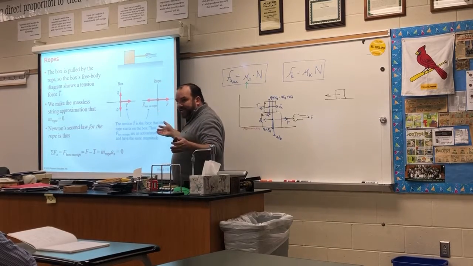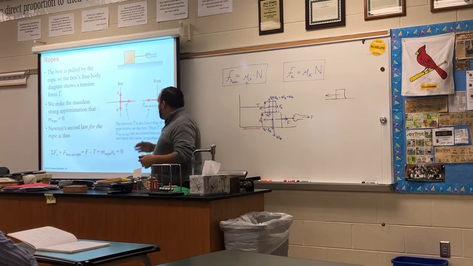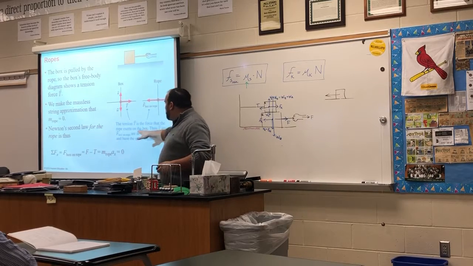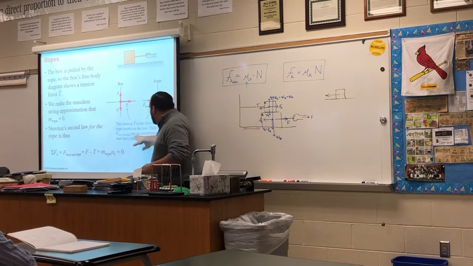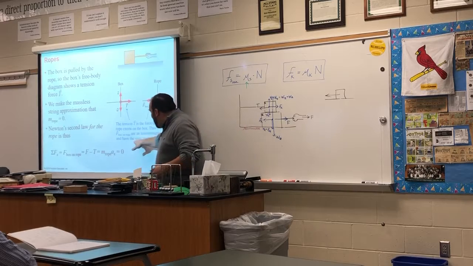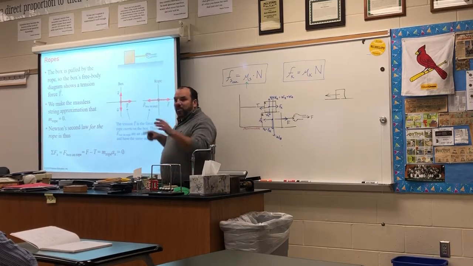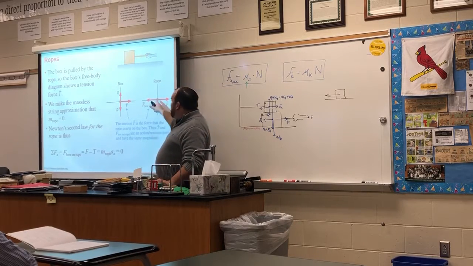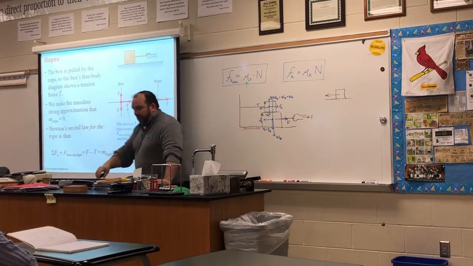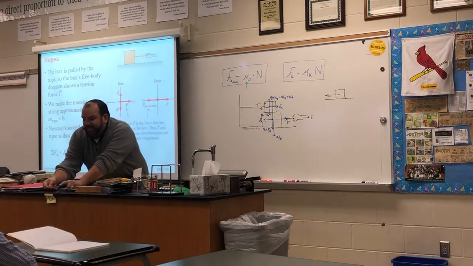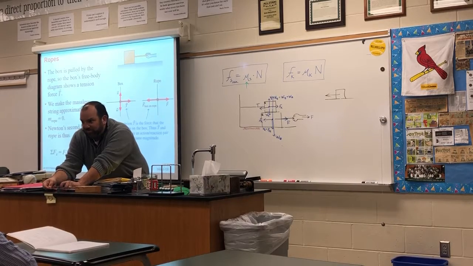What this implies is that when you have a rope, the tension is the force that the rope exerts on the box. Tension and the force of the box on the rope are an action-reaction pair and of the same magnitude. This and this are equal. Now I know what you're saying. How can the rope be moving? We're not saying the rope isn't moving. We're saying that these two are equal, because the mass of the rope is 0.